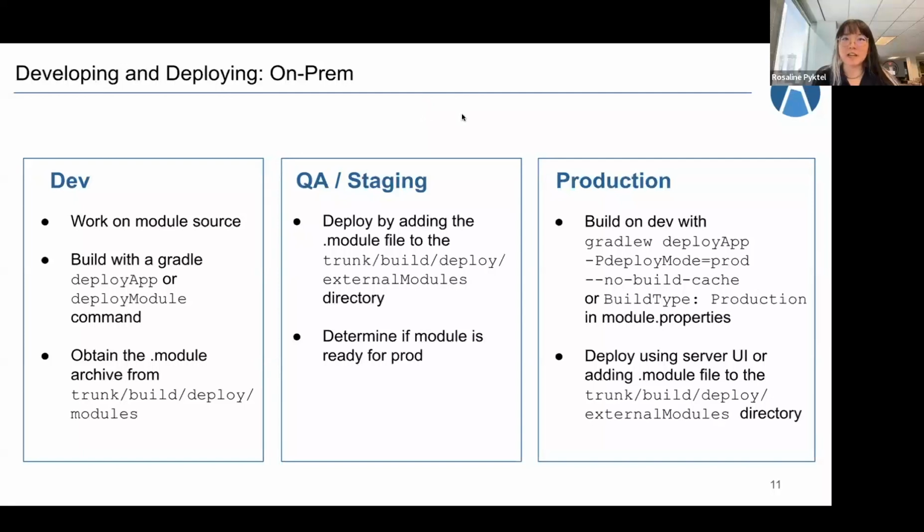Lastly, it's of note that deploy app and deploy module by default create development builds. In order to create a production build, you can either run deploy app with the following flag set, or you can go into the module.properties of the one or several modules that you want to be built and add the line BuildType: Production, and then build.